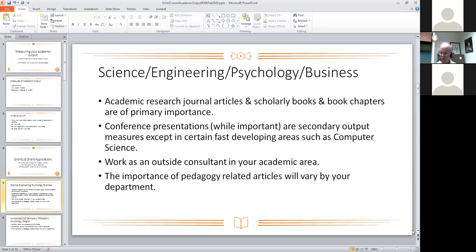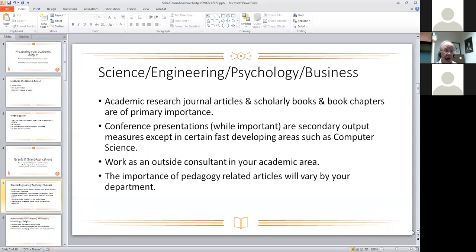Now, these are some sort of overviews. Science, engineering, psychology, business, academic research journal articles, scholarly books, and scholarly book chapters are of primary importance. Conference presentations, while important, especially for networking purposes, are sort of considered secondary output measures, except in certain fast developing areas such as computer science. And that's within science, engineering, I'd say psychology, and business.